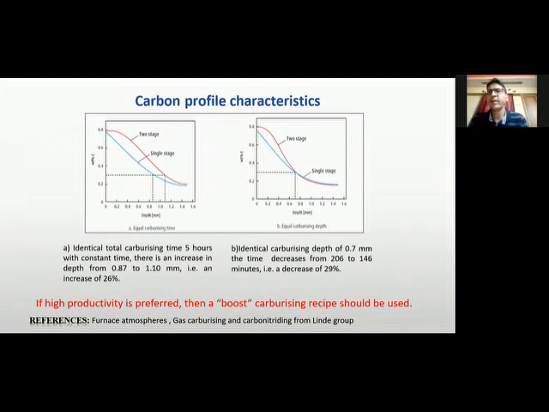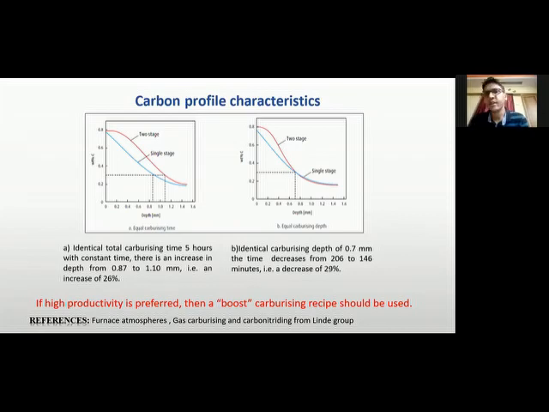Here is one good example, a comparison between single stage process and two stage process. A is the equal carburizing time and B is the equal carburizing depth. In A, the identical total carburizing time is fixed at 5 hours, and there is an increase in the depth from 0.87 to 1.1 mm. If you consider single stage, in 5 hours you get 0.87 mm case depth. But in the same time, in two stage, you get 1.1 mm of depth, increasing the case depth by 26%.